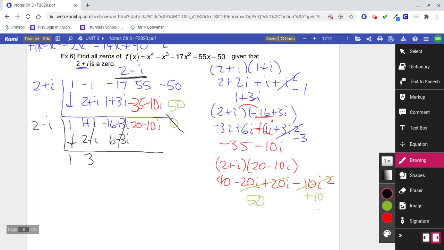I get negative 16 plus 6 is negative 10. And multiply, distribute, that's negative 20 plus 10i. And notice both of those cancel out. You get 0. So I didn't even have to FOIL that second time through.